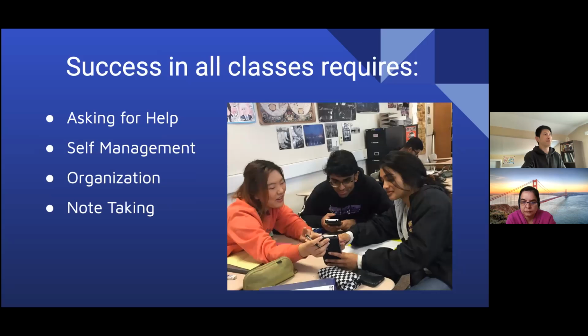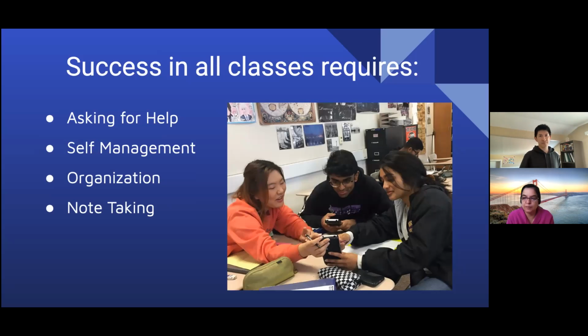Okay, so irrespective of the class you take, there are some things that you need to do to make sure that you succeed in that class. Most important is asking for help. Teachers are not mind readers. No one is a mind reader. So you need to tell them when you don't understand something. That's the most important one.